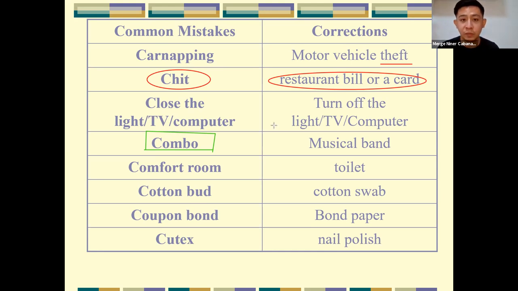So comfort room, we don't refer to as comfort room. You say toilet. Okay, toilet. What else? Washroom. Wash area, lavatory. Okay, cotton bud. This is this cotton bud right here.